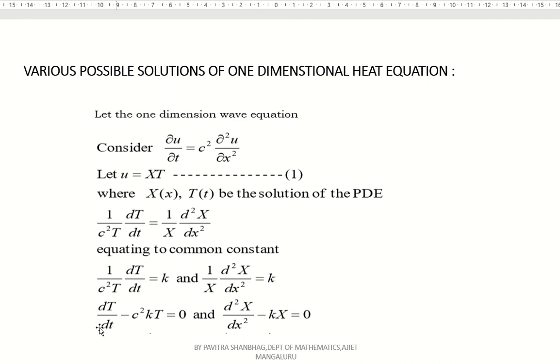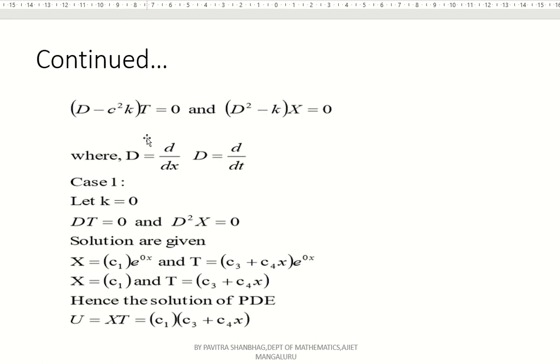Now you have to write this in the form of a differential equation, write its auxiliary equation and discuss the three cases. How to write? Put d/dt = D. Similarly here d/dx = D. Here if you take d/dt = D, what you will get? (D − c² k) T = 0. Here (D² − k) X = 0. So what is capital D in the first case? d/dx. What is capital D in the second case? d/dt. Now let us discuss one by one.